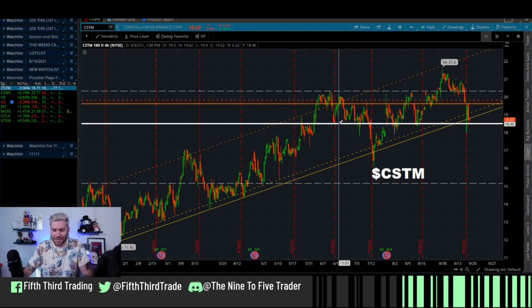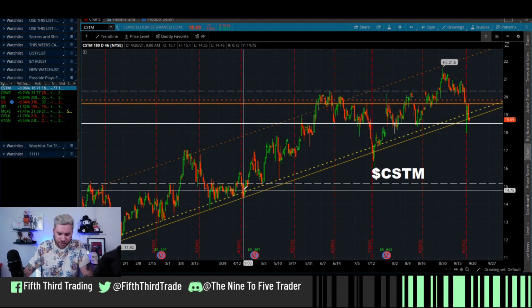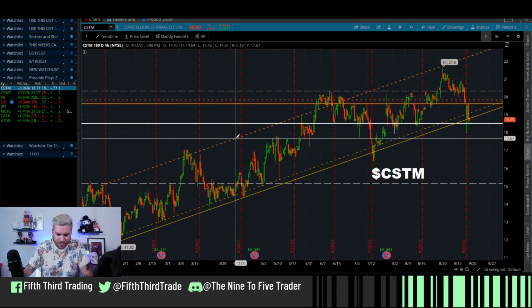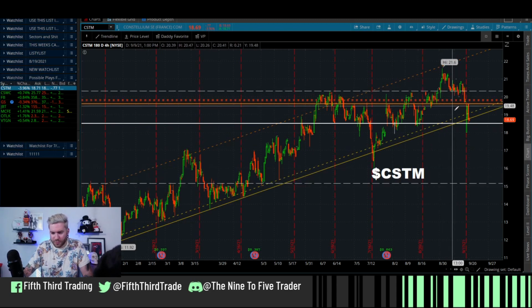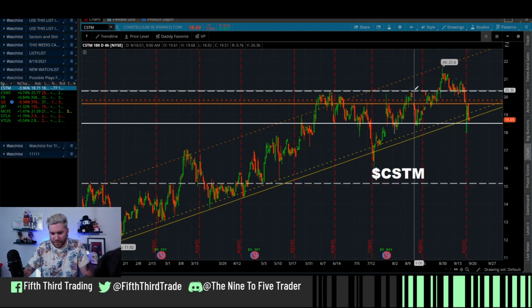When it comes to CSTM, the support's the white line, the resistance is the orange line. The trend line is golden, the resistance trend line is orange and dotted. These 2 white dotted lines are from the volume profile where 70% of volume happens, and this is where the POC is, where the top volume node is.